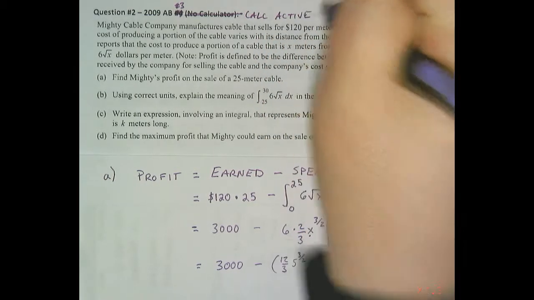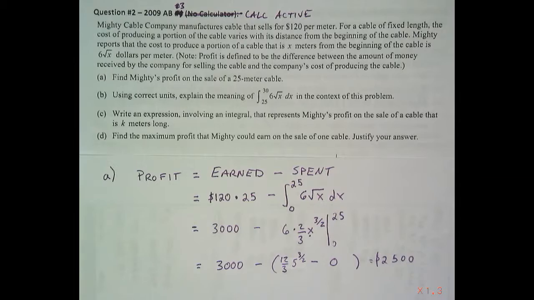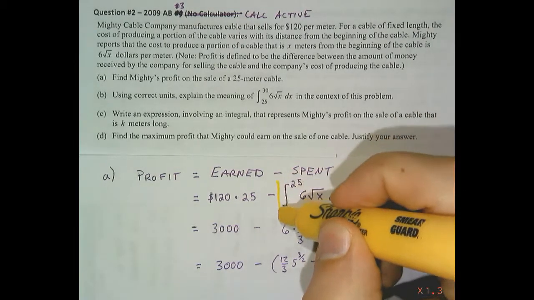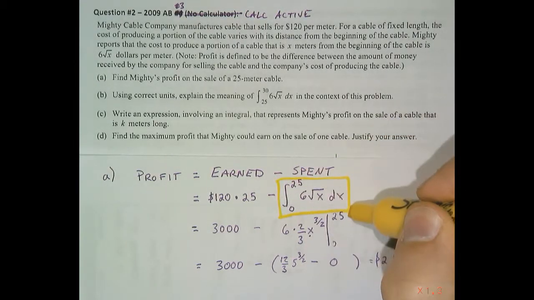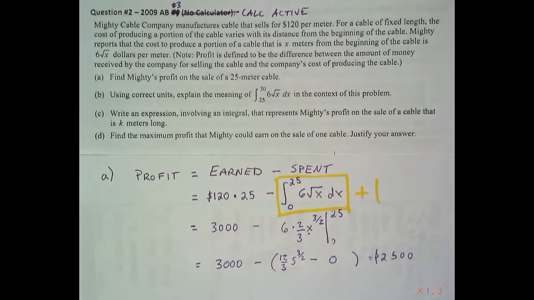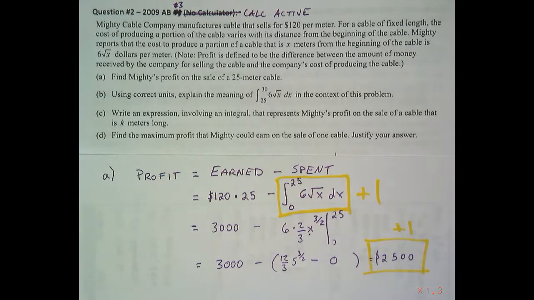This part is worth 2 points. You get your first point if you remember to include the integral. And then you get your second point if you have your answer of $2,500. When you see a problem that looks like a rate and accumulation problem, write down the integral of the rate function.